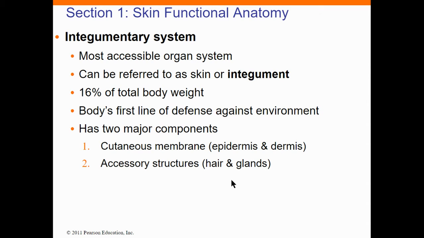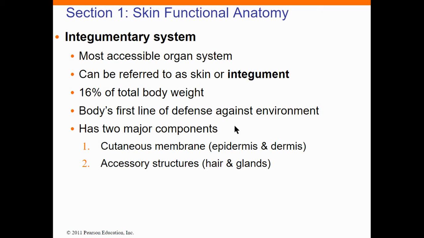So the integumentary system includes all your skin, hair, and nails, and glands that are connected to those. It is called the skin or the integument, and it's about 16% of your total body weight. It's one of the only organs you can actually see. And the main purpose is it's your body's first line of defense against the environment. So it protects you against mechanical and chemical stress.